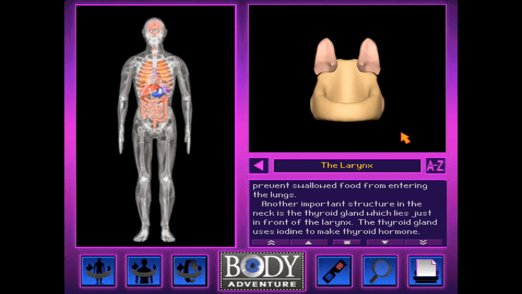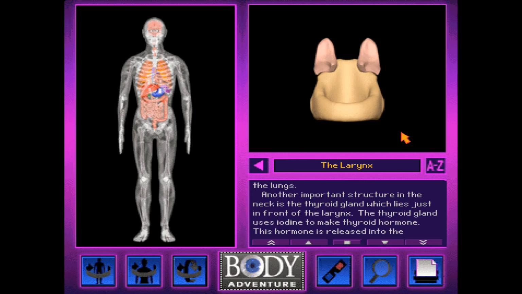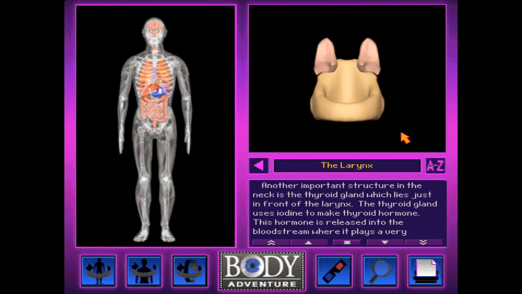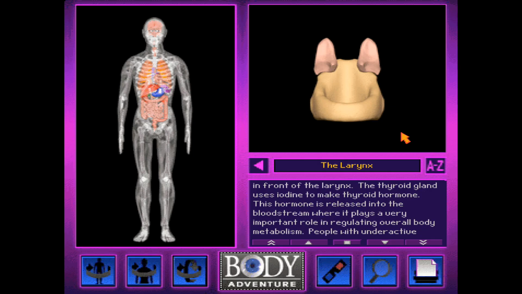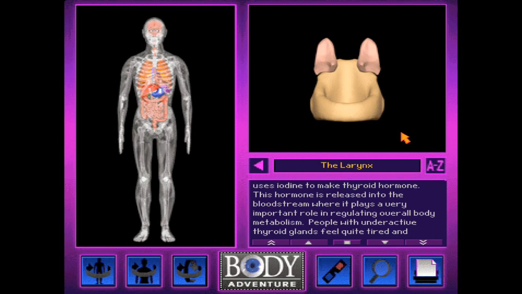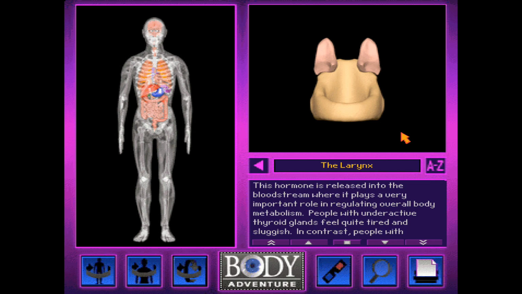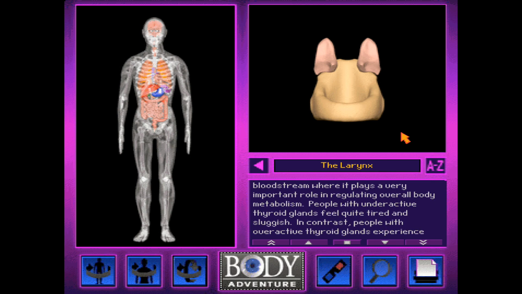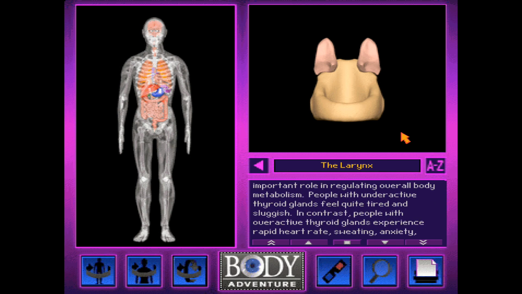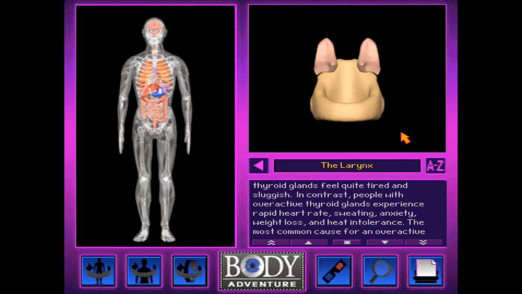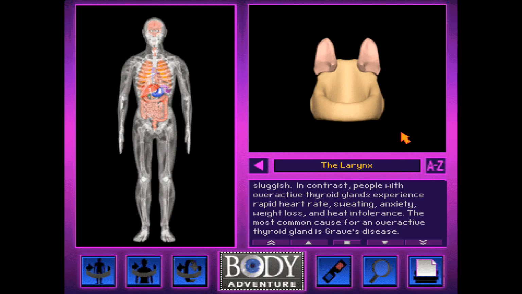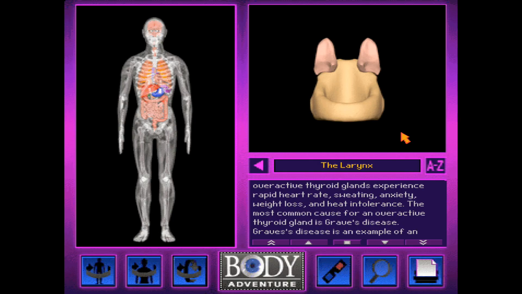The thyroid gland uses iodine to make thyroid hormone. This hormone is released into the bloodstream, where it plays a very important role in regulating overall body metabolism. People with underactive thyroid glands feel quite tired and sluggish. In contrast, people with overactive thyroid glands experience rapid heart rate, sweating, anxiety, weight loss, and heat intolerance. The most common cause for an overactive thyroid gland is Graves' disease.